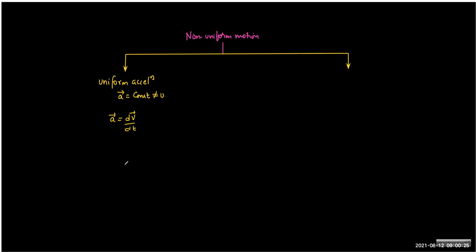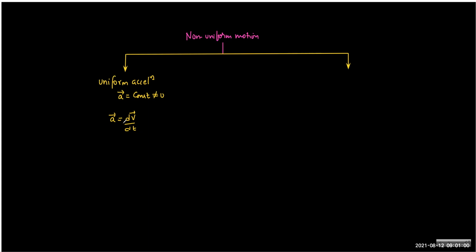Okay, but something deeper we can actually understand here. What is that? Because it's uniform acceleration, the acceleration must have the same direction, right? So acceleration is not changing direction. Getting the point? Acceleration is not changing direction. So magnitude-wise and direction-wise, both, a is constant.